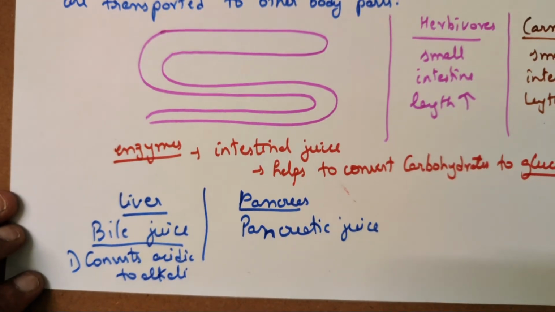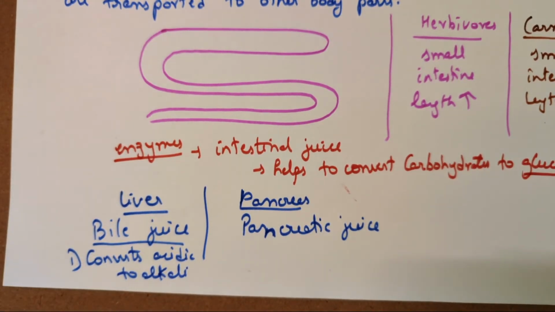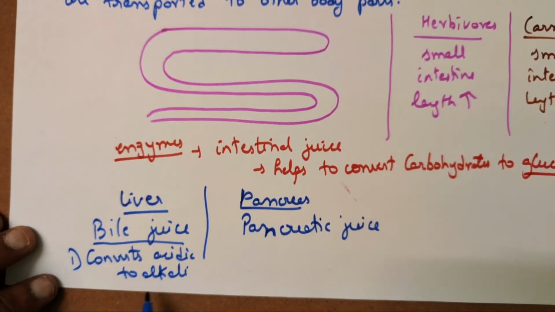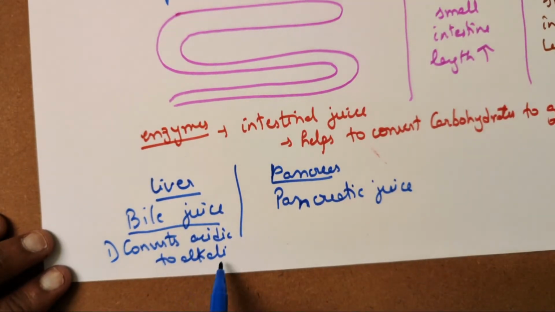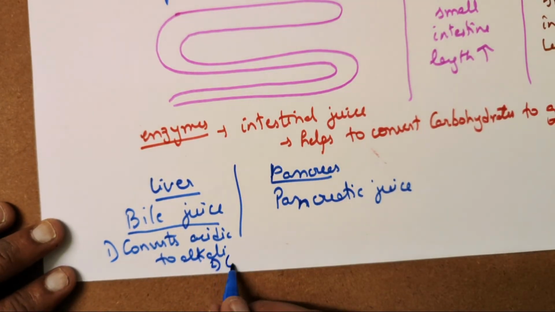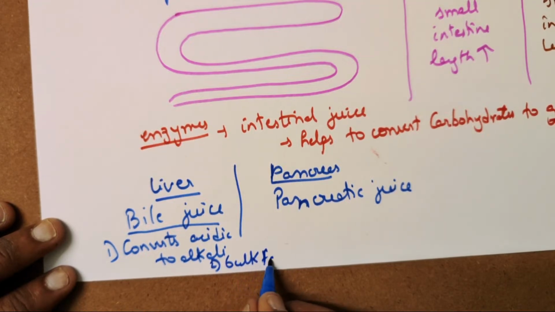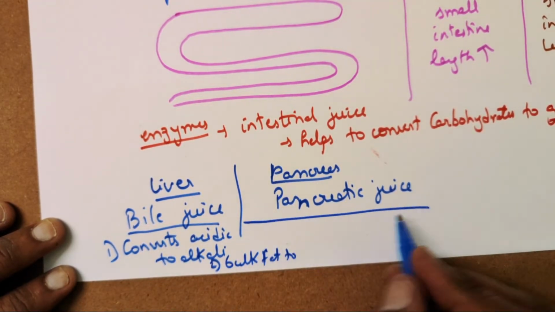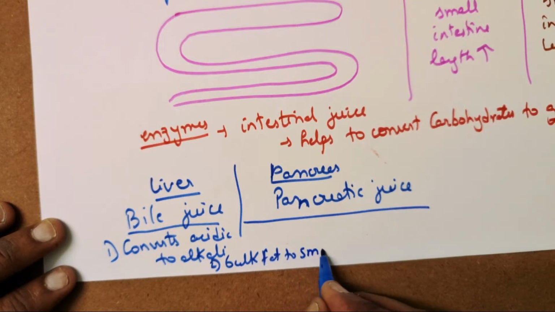As I mentioned, in the stomach we have an acidic medium. The food is acted on with the help of HCl and then broken down, so the food is acidic. We shouldn't have acidic food in the small intestine, so first we have to convert it into alkali. This bile juice helps to convert the acidic medium to alkali medium. And the second important point is that it helps to convert bulky fat products to small products, bulk fat to small fat.